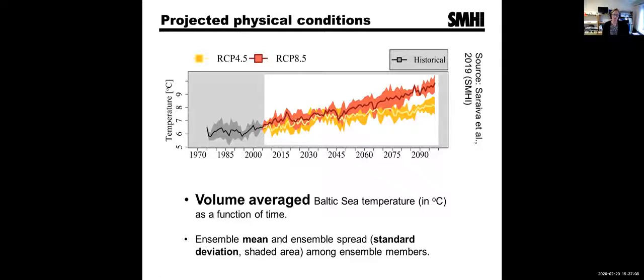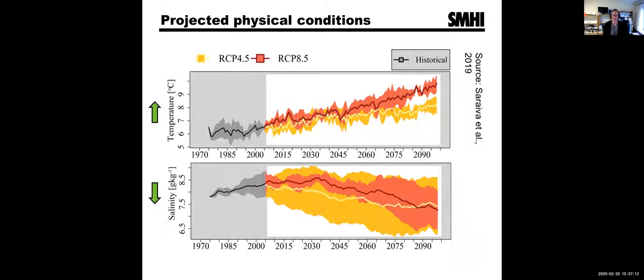So the temperature is increasing, but for salinity, it's decreasing. However, we can see here that we have a larger standard deviation, especially for the RCP 4.5. But still there is a trend of decreasing salinity. But the uncertainty is a little bit higher.